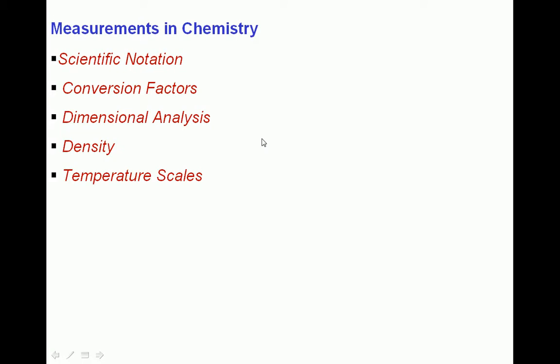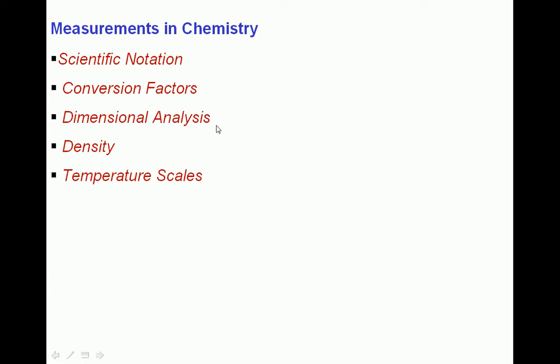Okay, so in today's class we're going to continue with chapter 2, which is measurements in chemistry. We're going to begin with a little bit of a review of scientific notation, and then we're going to move into a new topic, which is the use of conversion factors to convert between units within the same system of units, and converting between different systems of units. So English to English conversions, metric to metric conversions, and English to metric conversions, and vice versa.